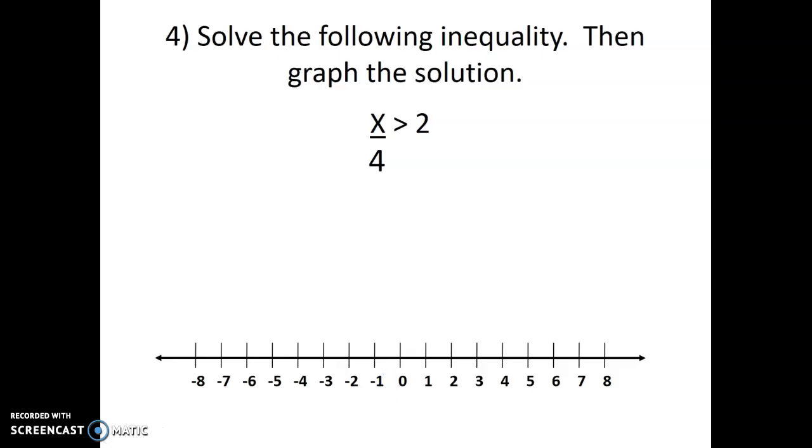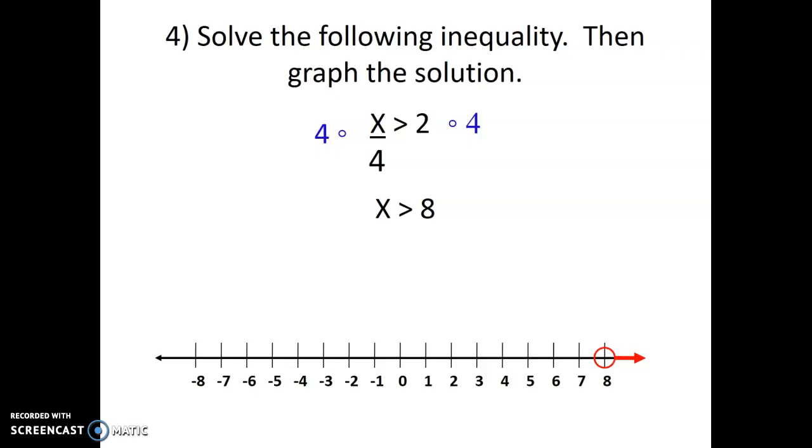With division, to undo division, I'm going to multiply both sides by 4. I get x is greater than 8. It cannot be 8. It has to be greater than 8. So I'm going to put an open circle at 8 and shade to the right.